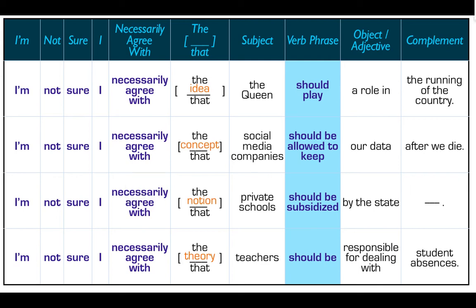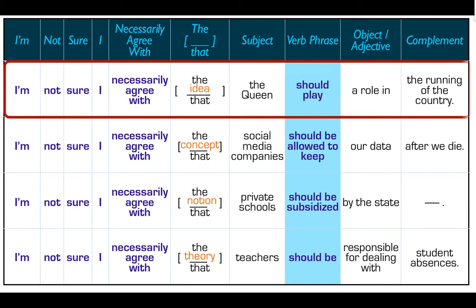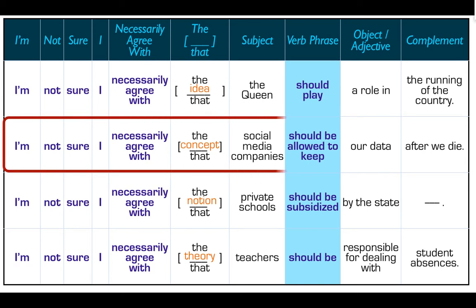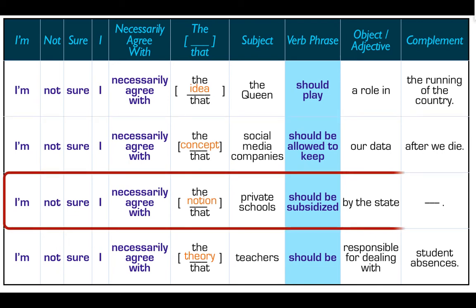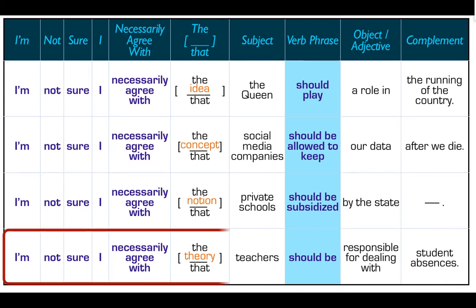Let's look at the sentences now in completion. "I'm not sure I necessarily agree with the idea that the Queen should play a role in the running of the country." "I'm not sure I necessarily agree with the concept that social media companies should be allowed to keep our data after we die." "I'm not sure I necessarily agree with the notion that private schools should be subsidized by the state." "I'm not sure I necessarily agree with the theory that teachers should be responsible for dealing with student absences."